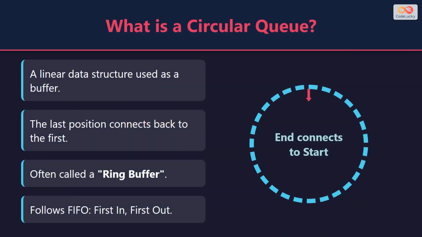So, what exactly is it? A circular queue is a linear data structure, just like a regular array or a queue, but with a twist. The last position is connected back to the first position to make a circle. It strictly follows the first in first out, or FIFO, principle.